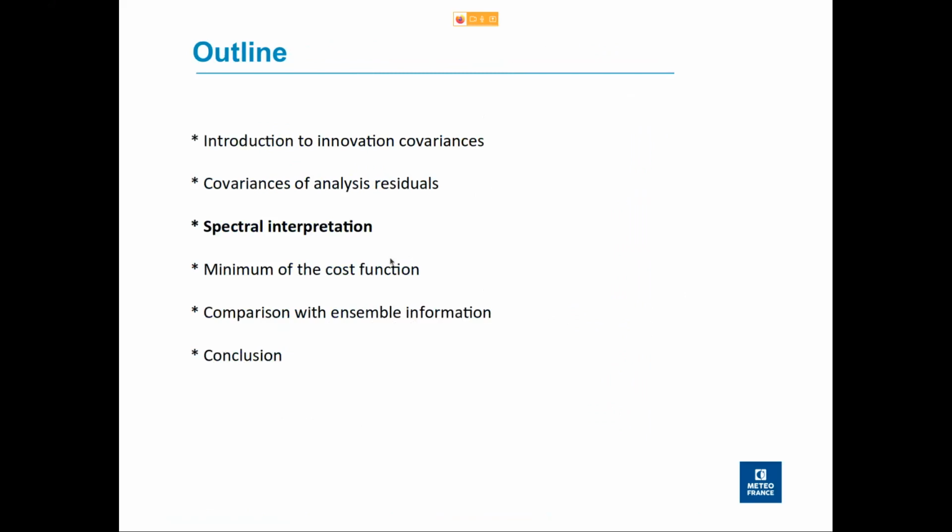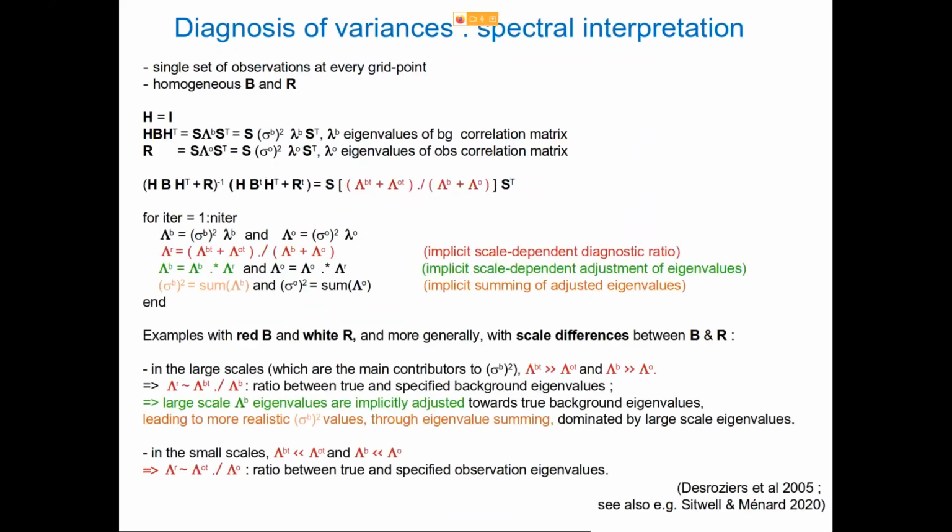It is important to consider a spectral interpretation of these diagnostics. So to do this, one can consider a single set of observations at every grid point of the domain with some homogeneous B and R covariances. And so in this case, the observation operator is simply the identity matrix, and the background error covariances and the observation error covariances are diagonal matrices in spectral space with eigenvalues equal to lambda B and lambda O respectively.